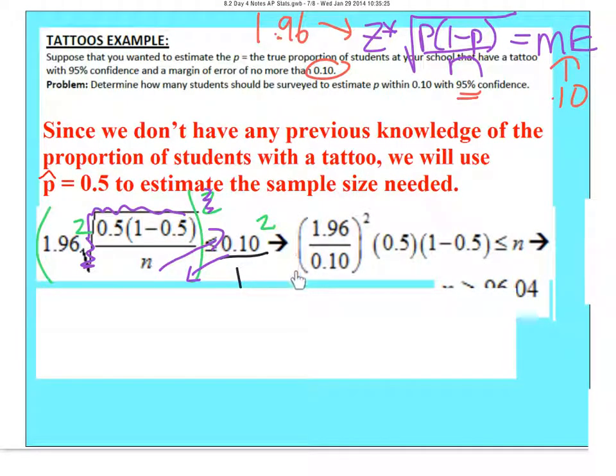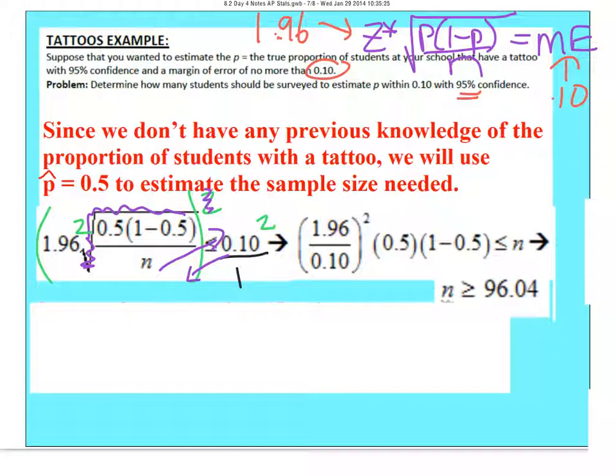If you simplify this calculation, you're going to end up seeing that the sample size for this should be greater than or equal to 96.04. Now, if this was a multiple choice question, and again, you were struggling with the solving, go ahead and just plug in n from the multiple choice and see what would work.